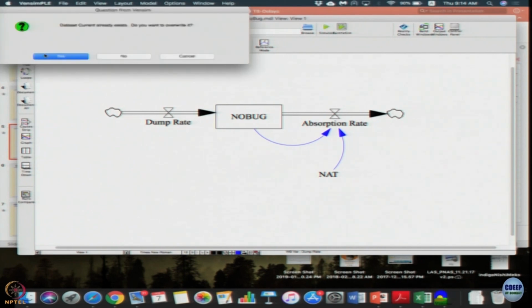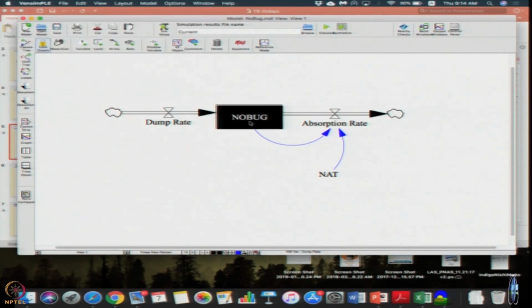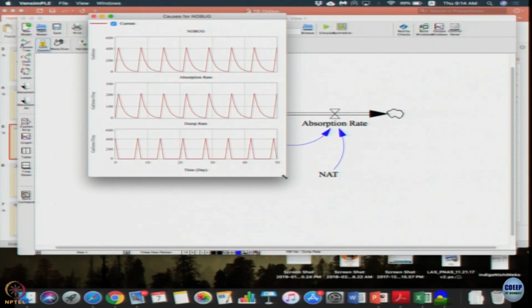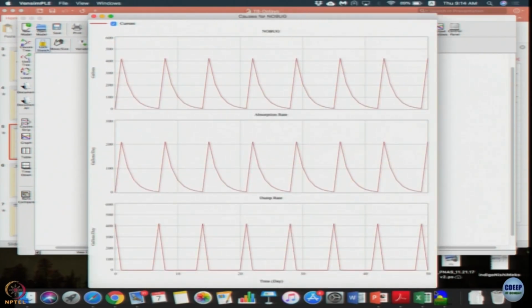So, let us observe what happens. I am going to run the model. So, we go to Nobug, let me do a causes strip. It nicely occurs, as we see here. The top graph is the stock, which increases up to 400 on the day of dumping, 420, and then gradually comes down. Absorption rate also happens, and so it nicely fits our model right here. And dumping happens only once a week, which is verified by the bottom graph, which shows there is a dumping happening every week.